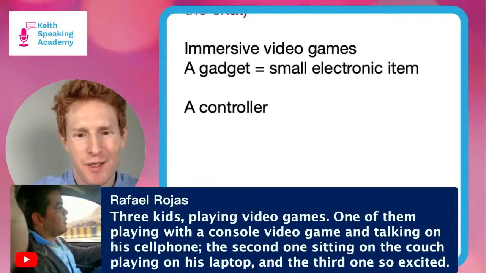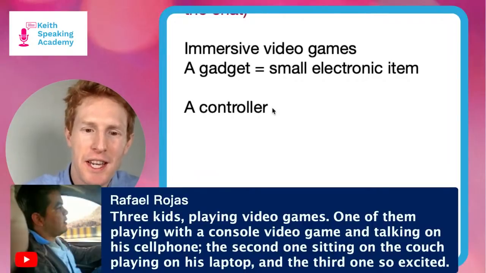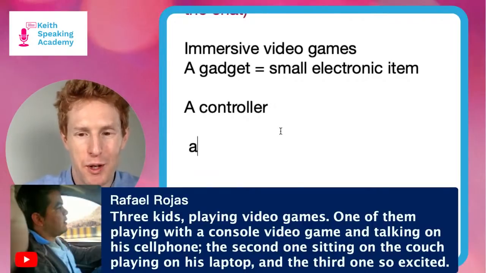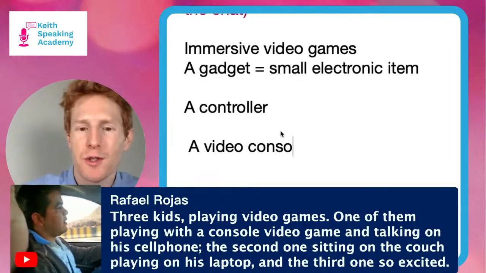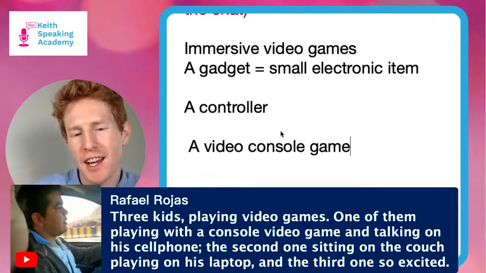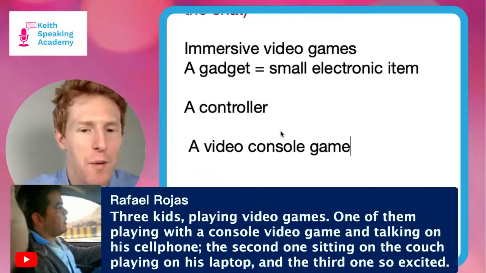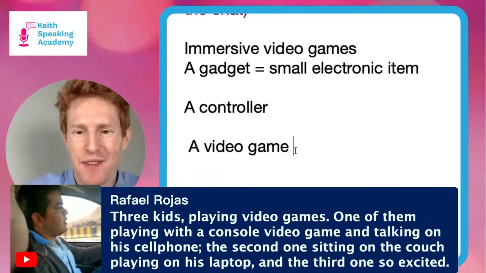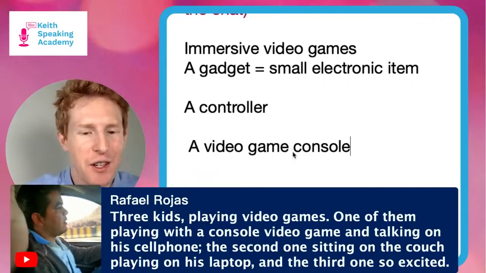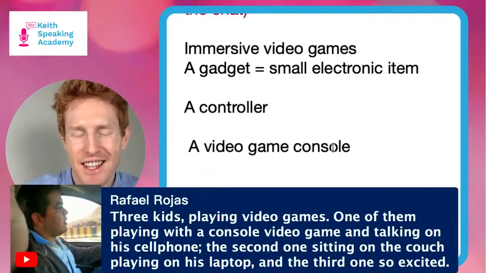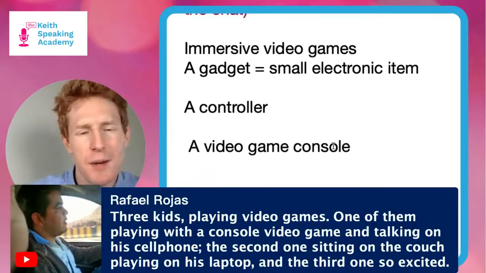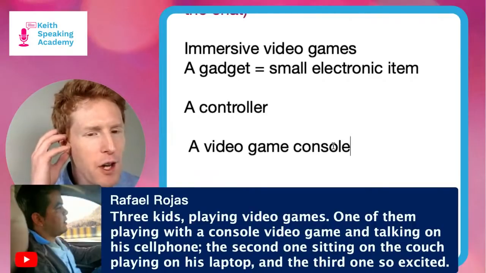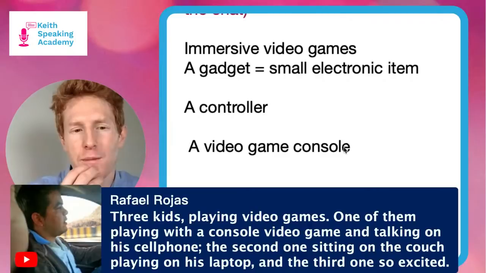Raphael says, do you want to read that one, Eli? So 3 kids playing video games. That's spot on. One of them playing with a console video game. We could probably just change that: one of them is playing with a video game console. So slight word order, but excellent. And talking on his cell phone. We'll have to see the photo again. I can't remember if he had a cell phone. Maybe he did. Was it a cell phone or was it something slightly different, where you have something over your ear and then another part over your mouth?